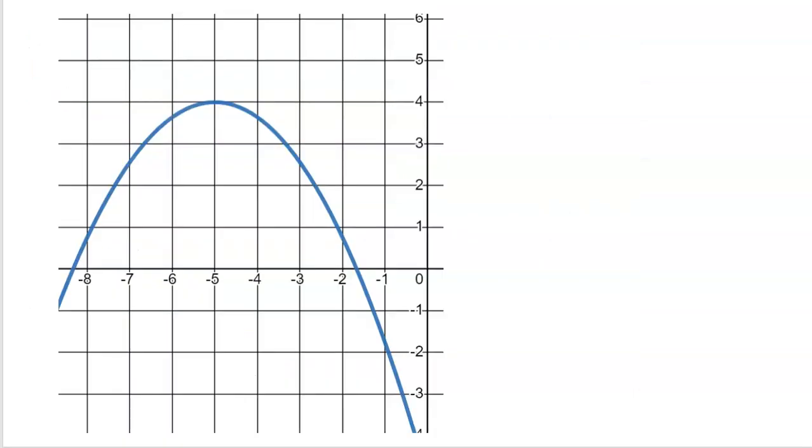All right, let's check out another parabola. Now, you notice right away this parabola is opening down, so you might be guessing what's coming next. But let's track the rate of change. At this point, the rate of change is a pretty big positive number. Here, the rate of change is still positive, but it's not as steep.